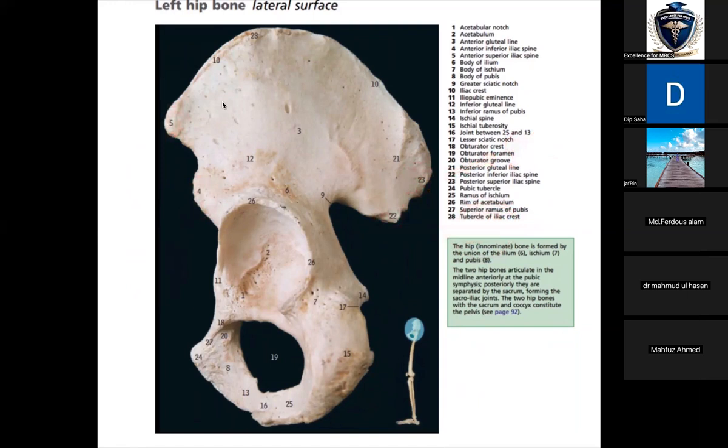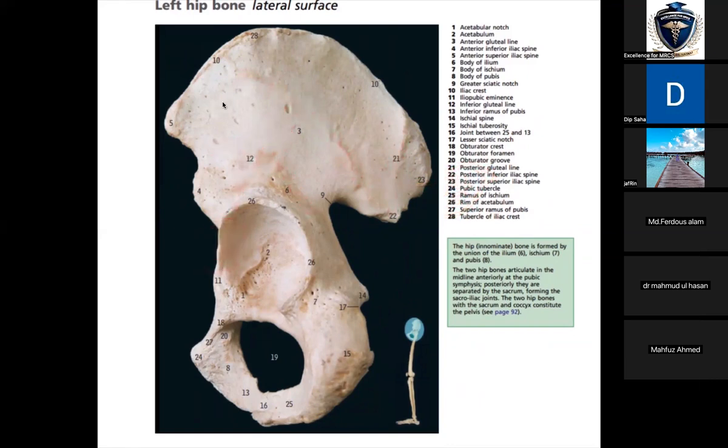Now tell me what is number 3? Posterior gluteal line? Anterior, okay, no problem, don't panic. So this is the anterior gluteal line. Now tell me what is 21? This is the posterior gluteal line. Excellent. Now tell me what is 12? Inferior gluteal line. Excellent.